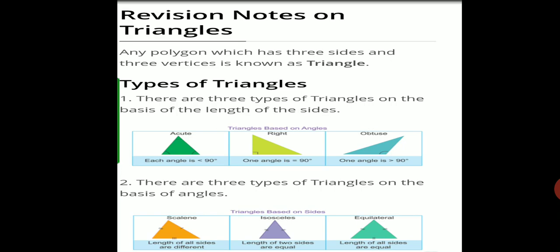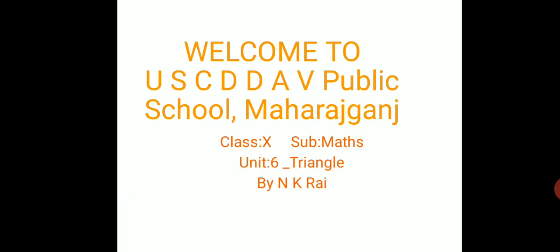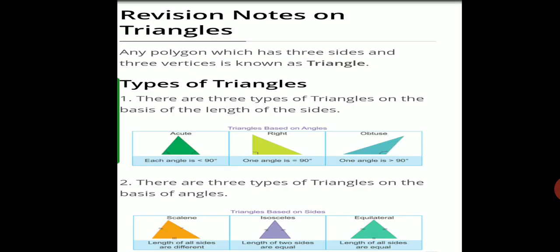So we have prepared revision notes on triangles. Now, what is a triangle? You can define a triangle as any polygon which has 3 sides and 3 vertices. Okay, 3 sides and 3 vertices is known as a triangle.